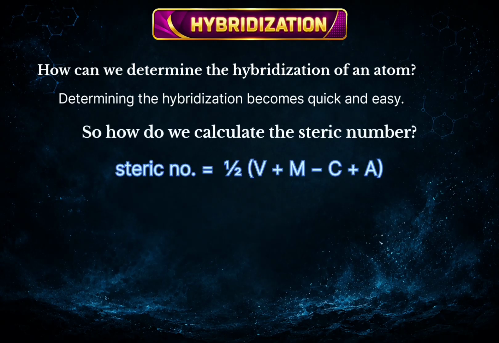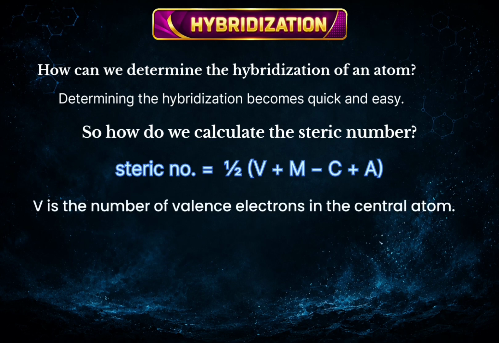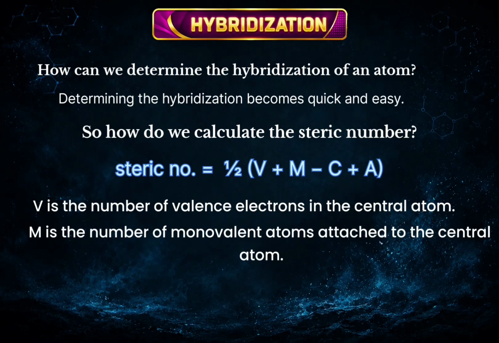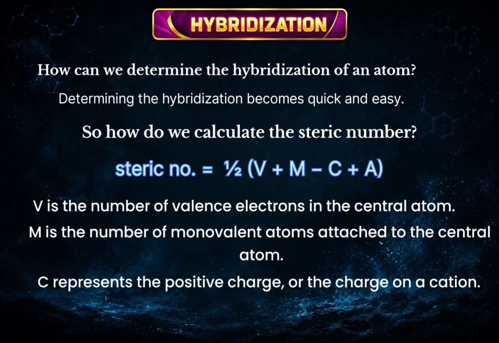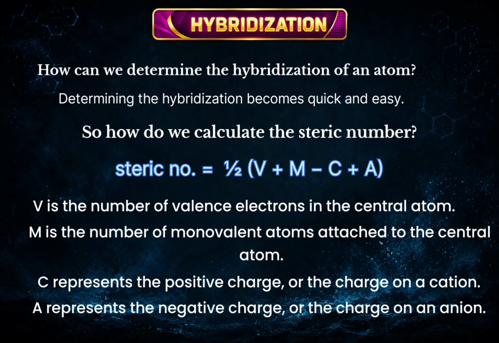Steric number equals 1/2 multiplied by V plus M minus C plus A. Now let's understand what each letter represents. V is the number of valence electrons in the central atom. M is the number of monovalent atoms attached to the central atom. Monovalent atoms are atoms that usually form only one bond, such as hydrogen, fluorine, chlorine, bromine, and iodine. C represents the positive charge, or the charge on a cation. If there is no positive charge, simply use 0. A represents the negative charge, or the charge on an anion. If there is no negative charge, again, use 0.